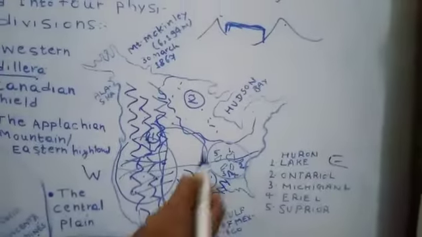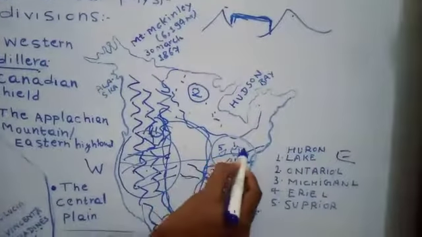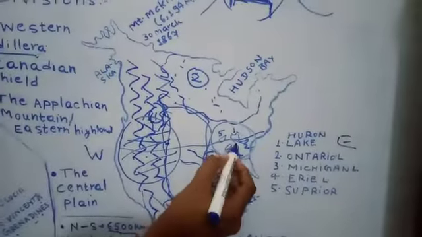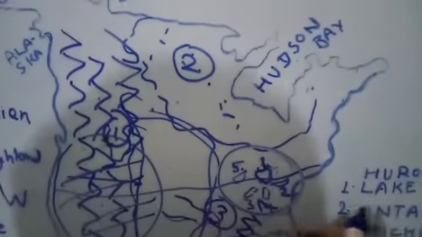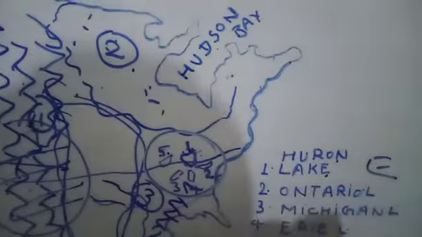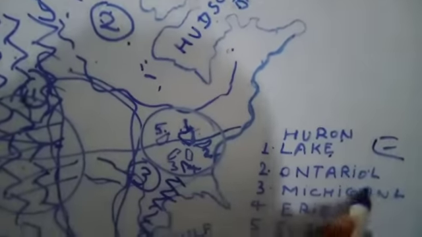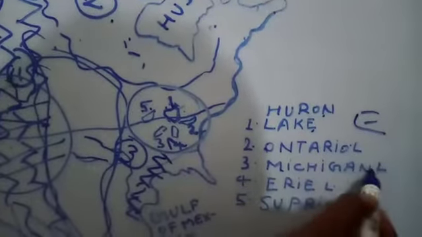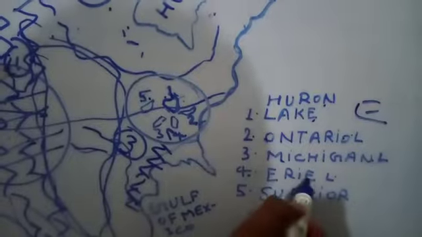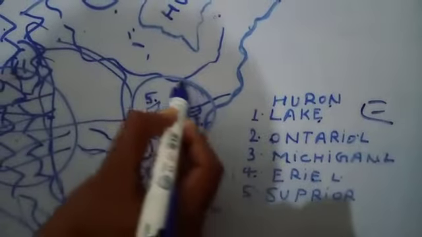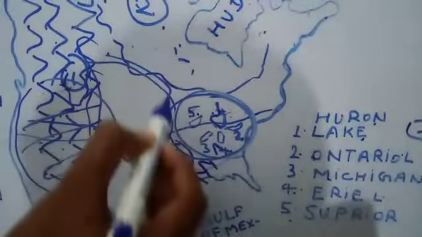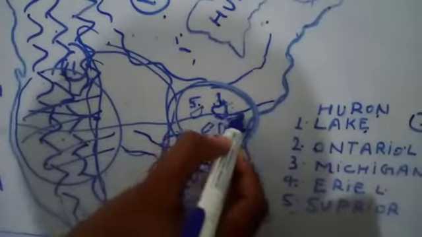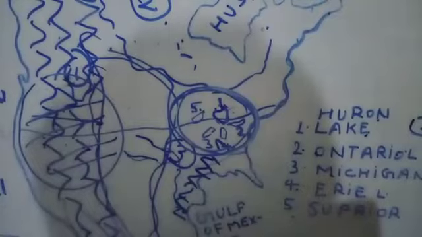Now next, North America is also famous for its 5 Great Lakes. You can see, students, there are 5 Great Lakes. Number 1, Huron. Number 2, Ontario. 3rd, Michigan, 4th, Erie, and 5th, Superior. These 5 lakes are situated on the border of Canada and the USA. These are called the Great Lakes, very important lakes, you can see.